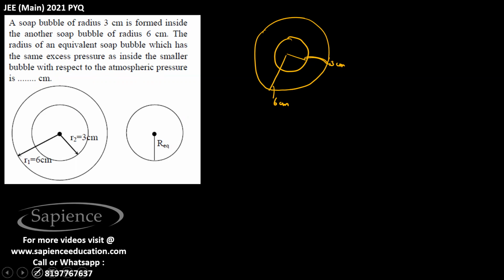So a soap bubble is formed inside another soap bubble. So let's take, there are two soap bubbles. One radius is 6 centimeter, the another radius is 3 centimeter. We need the radius of an equivalent soap bubble which has the same excess pressure as inside. So we need another soap bubble whose radius is equivalent, where the excess pressure is the same as this.